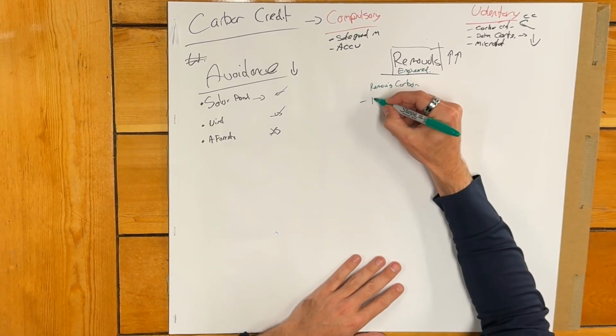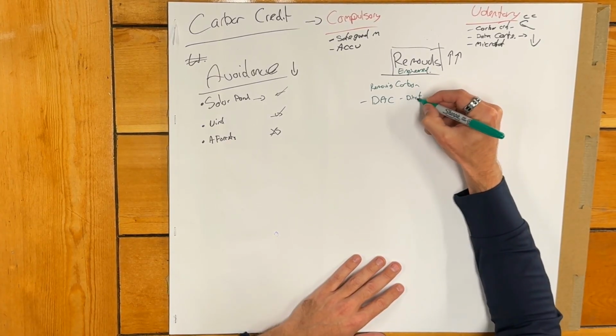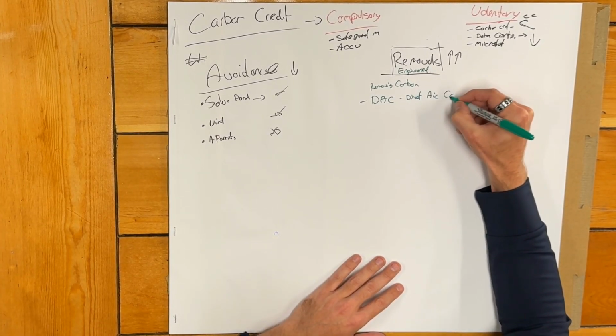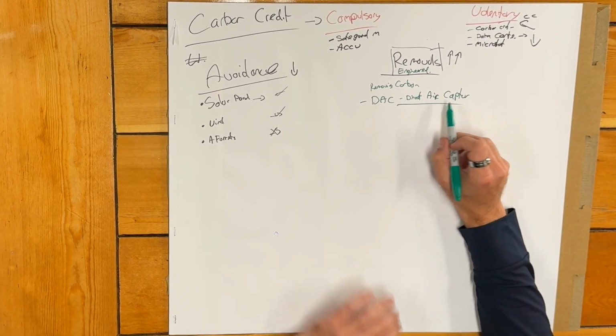So some of these options, and there's a whole range of them, are things like DAC, which is direct air capture. So literally as it sounds, carbon is directly being captured and sequestered out of the air. That's a very, very expensive process to do, and its only real output is sequestering that carbon. So there are definitely projects that are proceeding with DAC.